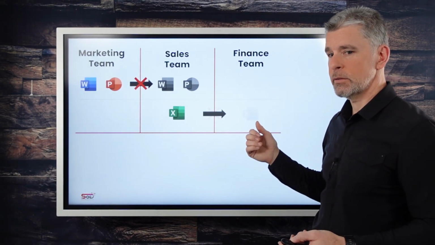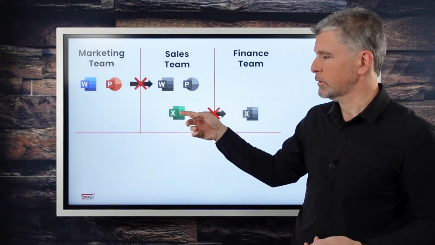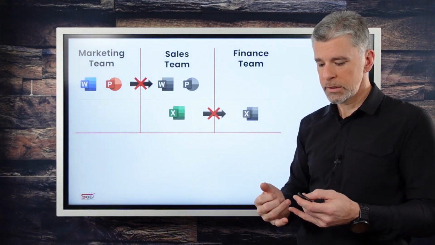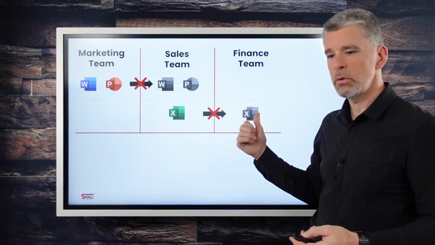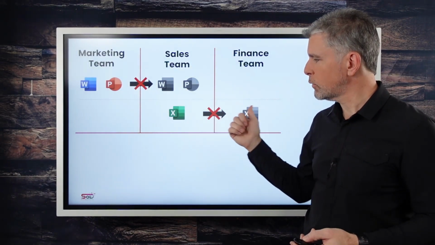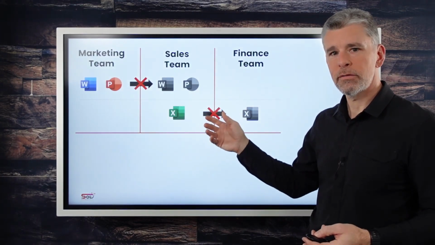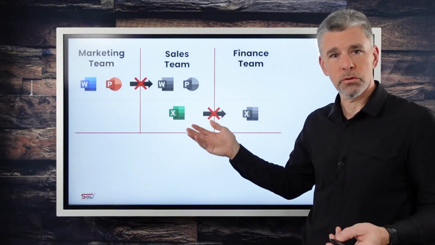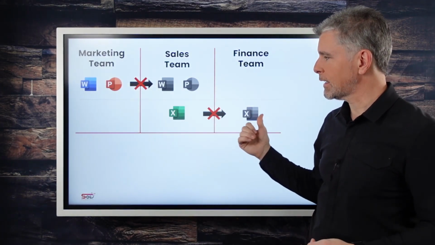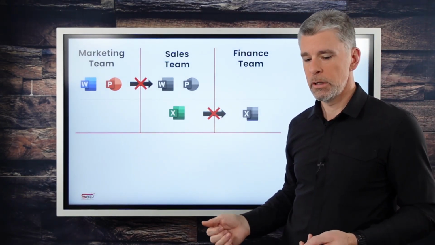So the finance team will request information from the sales team. Can you provide me this and that and all these numbers so I can plan on my end what to do? But the thing is, there is no file sharing. There is no live collaboration on that Excel spreadsheet or whatever the tool they use. So that's not very good.